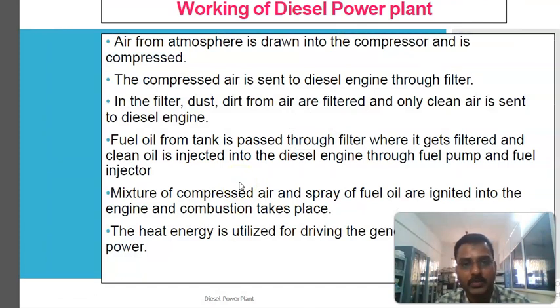Air from the atmosphere is drawn into the compressor and it is compressed. The compressed air is sent to the diesel engine through the filter. In the filter, dirt is removed from the air and only clean air is sent to the diesel engine. Fuel oil from the tank is passed through the filter where it gets filtered. The clean oil is injected into the diesel engine through the fuel pump and fuel injector. The mixture of compressed air and the spray of fuel is ignited in the engine and combustion takes place. The heat energy is utilized for driving the generator which produces power.